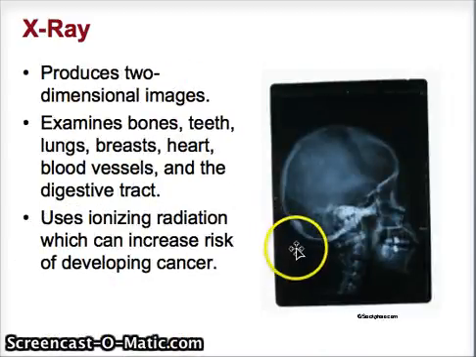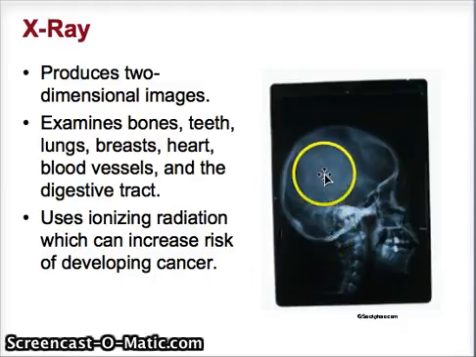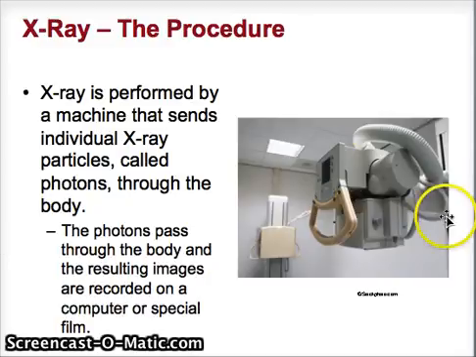It's only a two-dimensional image, so you have to take a bunch of different X-rays at different angles if you want to see more things. It can increase the risk of developing cancer because of the radiation you're using. So this is what a machine looks like. You guys have probably all seen an X-ray machine before.